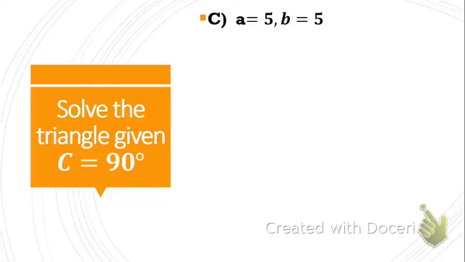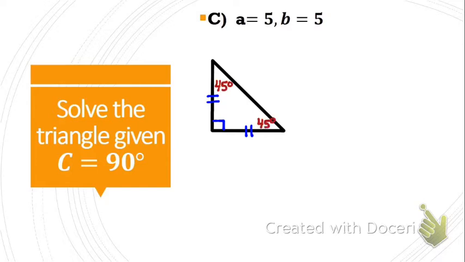Okay. So on part C, what kind of triangle do we have to be looking at here? 45, 45, 90. So I'm going to sketch that out real quick. So we have our right angle here. These two sides are congruent. 45 and 45.